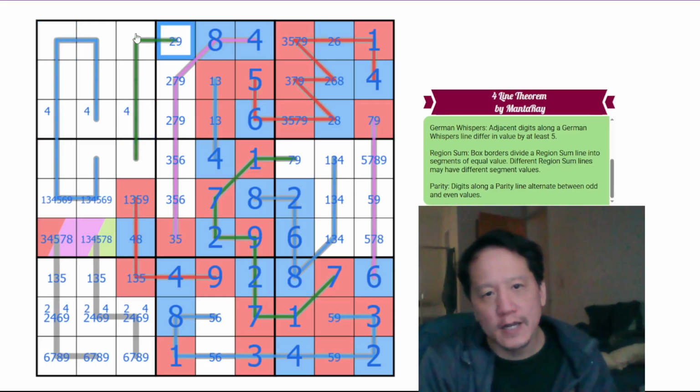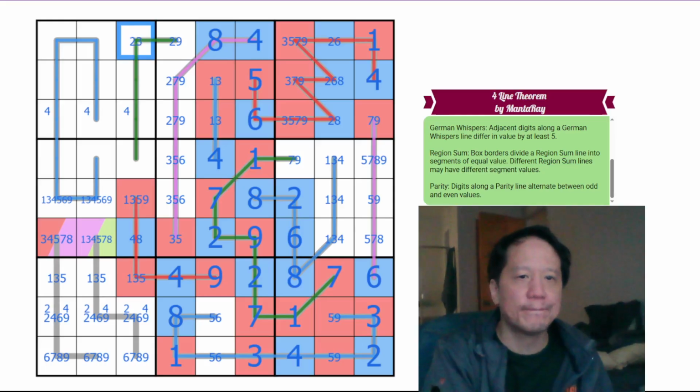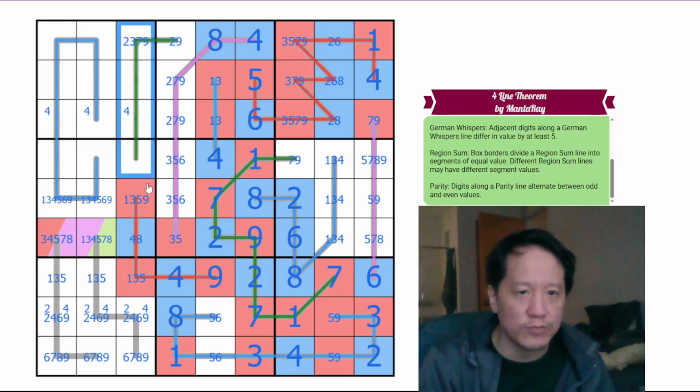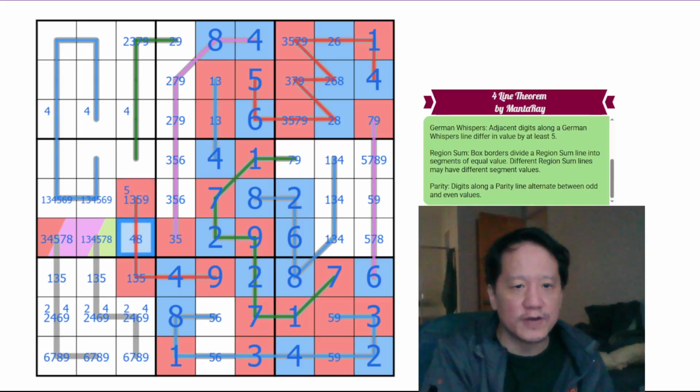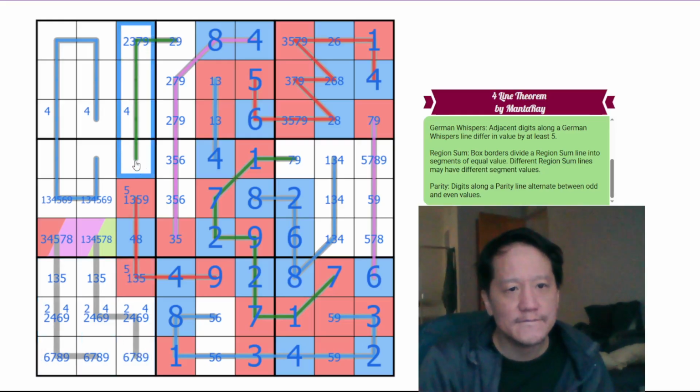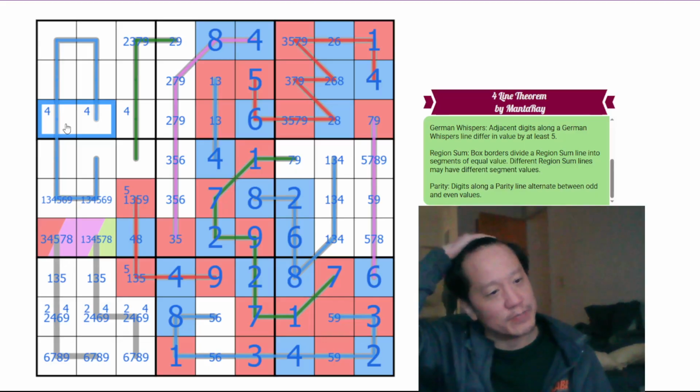So if this is 9, it could be next to 2 or 3. If this is 2, it can be next to 7 or 9, because you can't have 8 here. So 5 cannot be on the region sum line. That means one of these is a 5 guaranteed, because this can't have 5 because of the 1, 3, 5 triplet in the box. And this is region sum line. Or not region sum line, whisper 5 line. So 5 has to be on this whisper 5. Or sorry, the region sum line. I keep getting those mixed up.